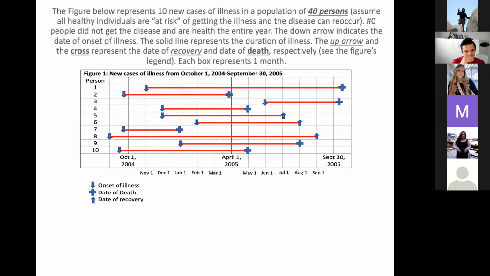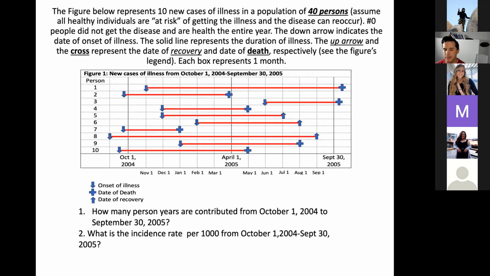All right, next one. So let's go over this because, as I said, this is going to be on the exam. Please make sure that you are comfortable going through and answering a question based on this scenario. So I'll give you about 5 minutes to work on this on your own. The questions that you'll answer: how many person years are contributed from October 1st, 2004 to September 30th, 2005? And what is the incidence rate per 1,000 from October 1st to September 30th? So calculate the number of person months, convert that to person years, and then calculate the incidence rate.